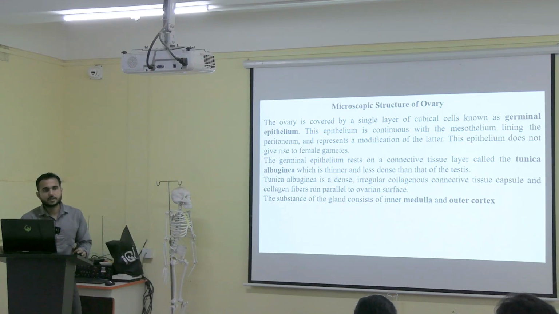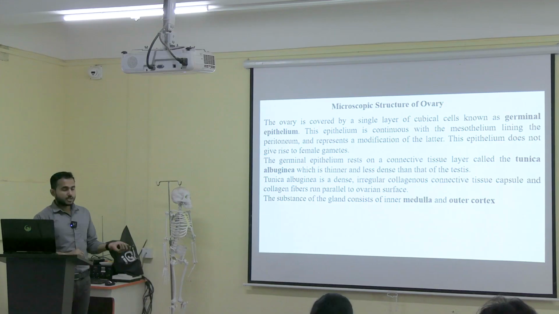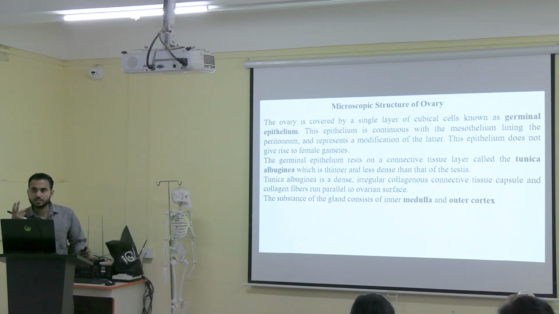In the female reproductive system, the slide of the ovary is important, and it is very easy to identify also. It's not that difficult. So in the microscopic structure of the ovary, first of all, I am talking about the internal structure. Mainly it is divisible into two zones. The outer part is the cortex, the inner part is the medulla. Now if you see the cortex, first of all it is covered by germinal epithelium.